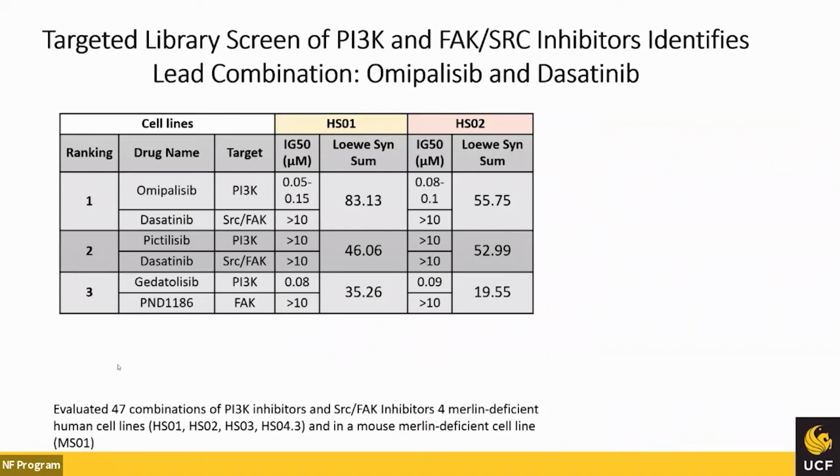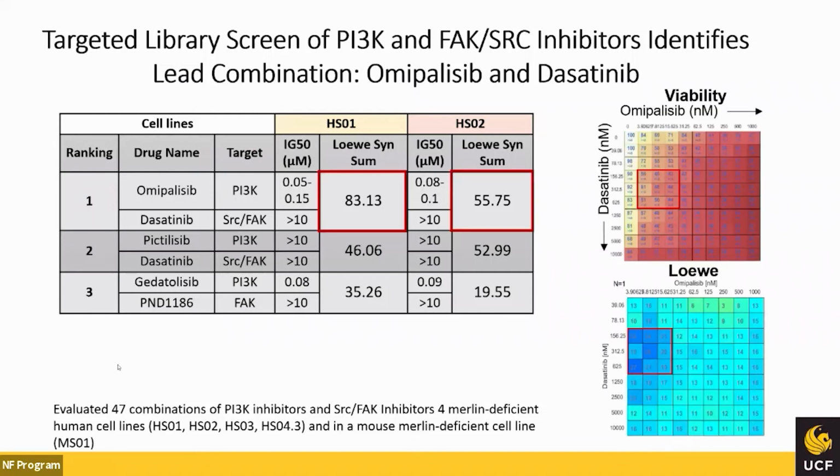Four human and 1 mouse schwannoma cell models were used. Results in the HSO1 and HSO2 cells are shown here. The lines differ only in the short hairpin RNA used to decrease Merlin levels. The inhibitors were tested at 10 doses. Drug synergy was evaluated using 3 mathematical models. The Loewe synergy is shown.